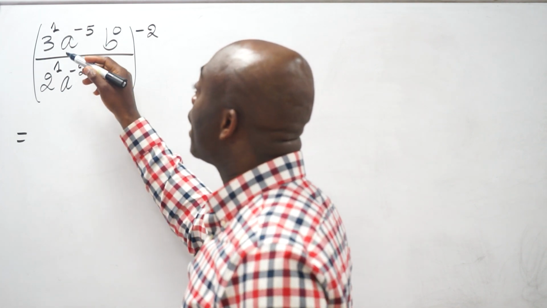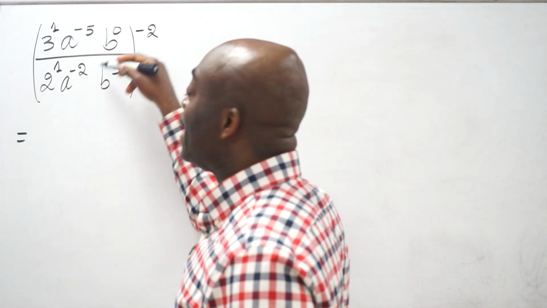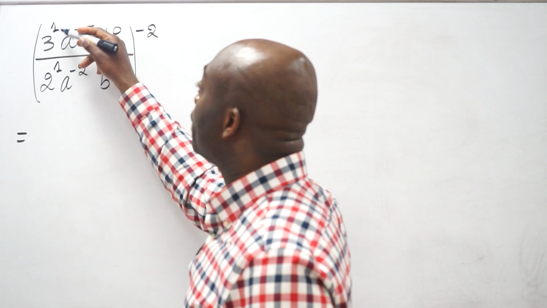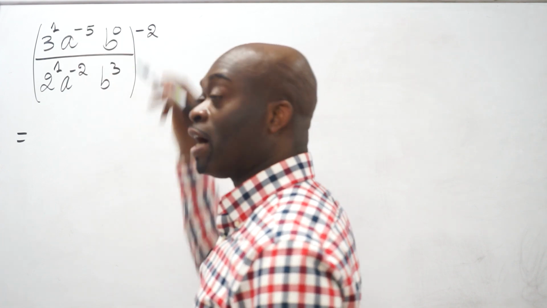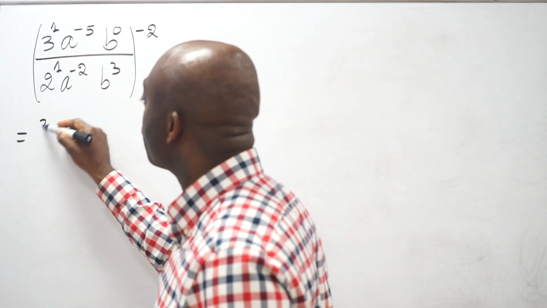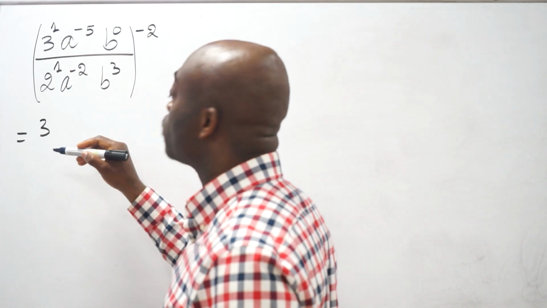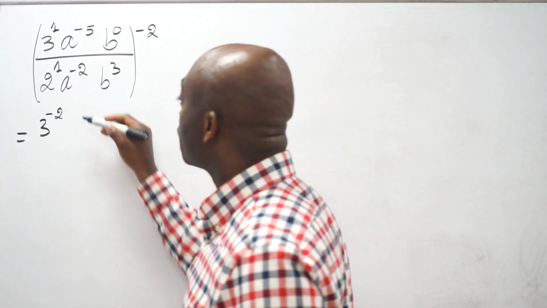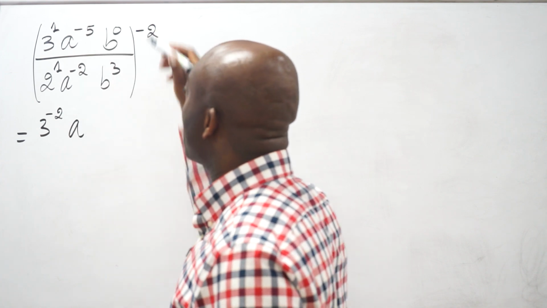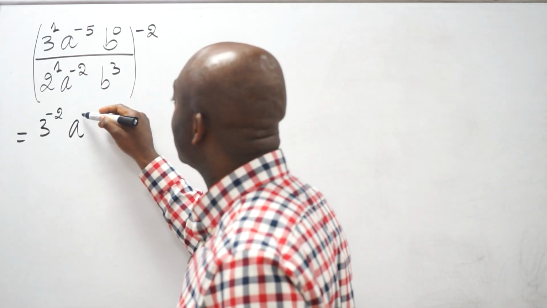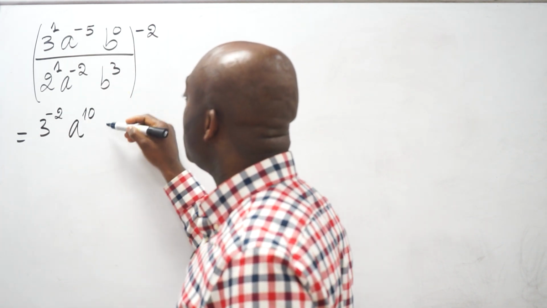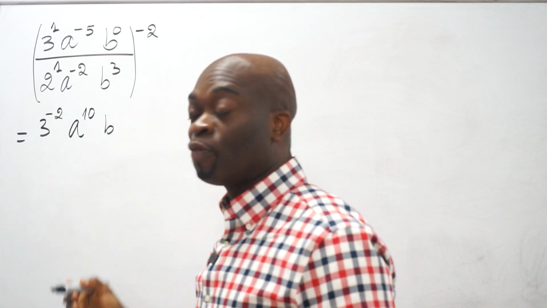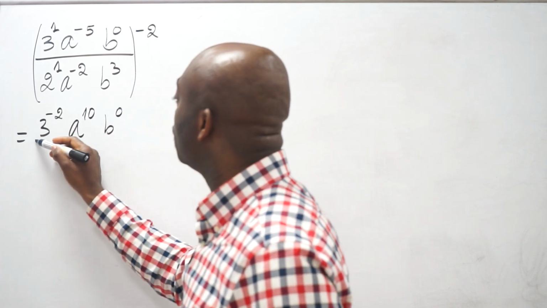So now what is going to happen here? From inside the parentheses, we multiply the powers with what we have outside. That means we're going to have 3; 1 times negative 2 is going to give us negative 2. A, negative 5 times negative 2 is going to give us positive 10. B, 0 times negative 2, of course, is going to give us 0.